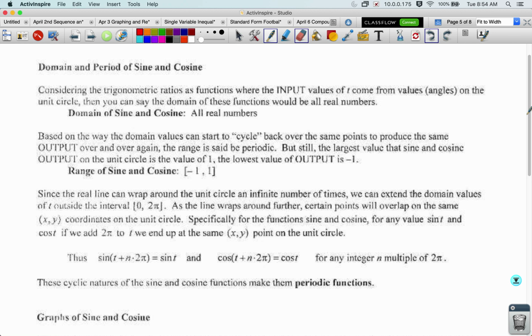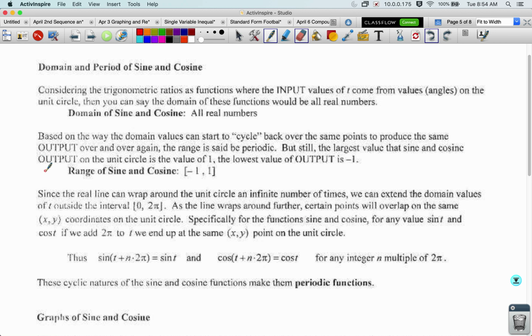Does that make sense? What is that saying there? Where the input value comes from angles, then you say the domain would be all real numbers. I mean, this is true. The domain of sine and cosine is all real numbers. I don't know how that's justifying it.